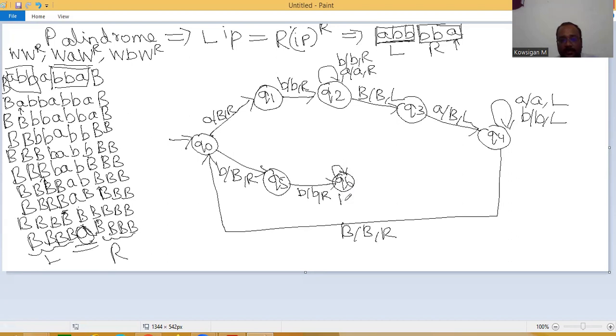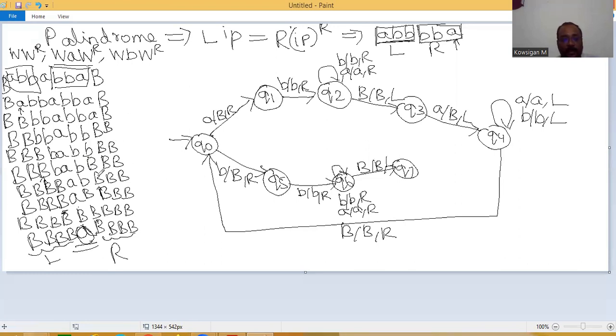So I am mentioning behind this. B is mentioned as B and moving to the right hand side. A is mentioned as blank and moving to the right hand side. Now, in the right hand side, you will be having blank. So after reaching blank, blank will be mentioned as blank and moving to the left hand side.